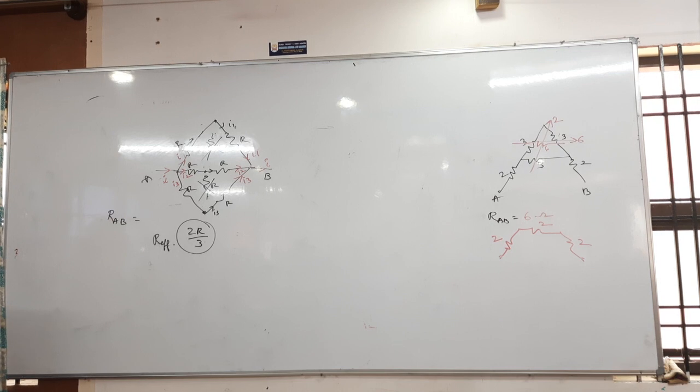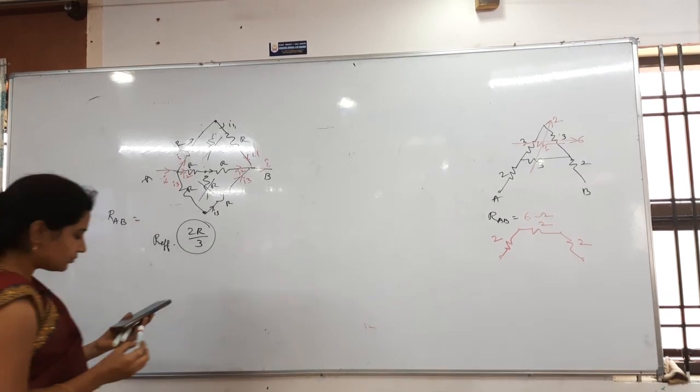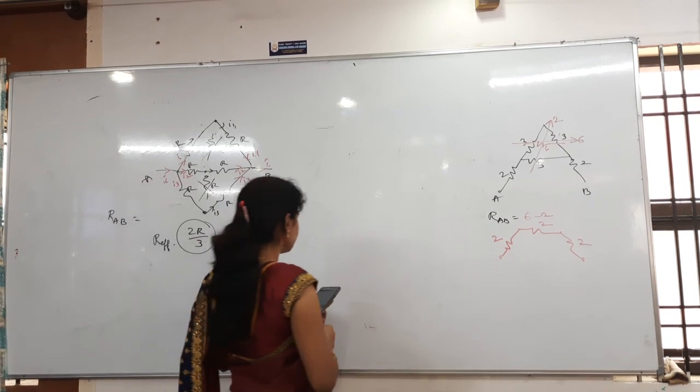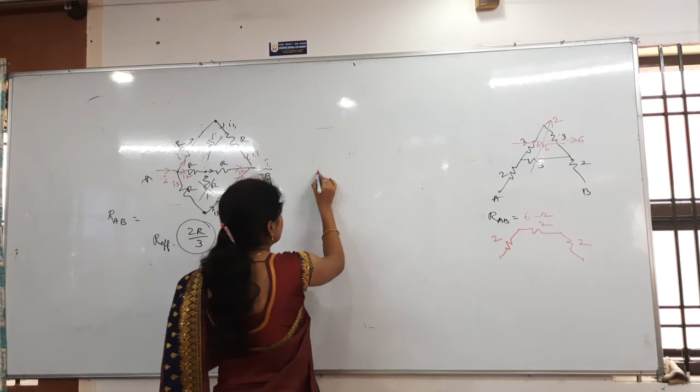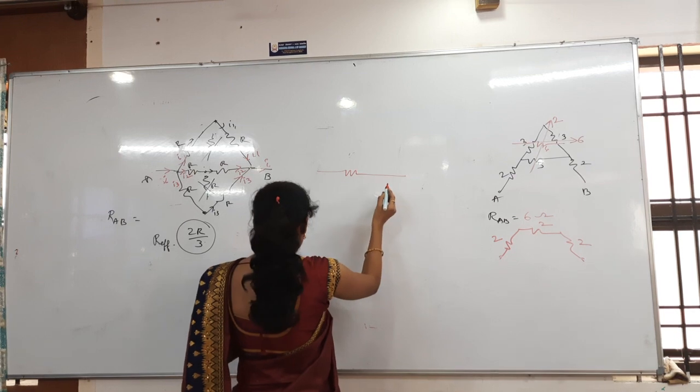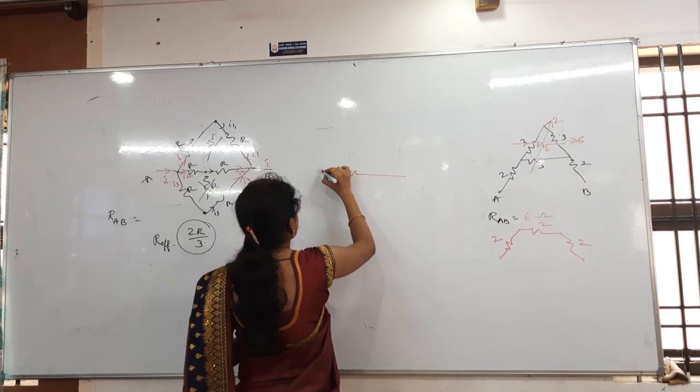So only the Wheatstone bridge also, we will remove that middle one. We will say that current is 0 there. Next problem. In that methodology only we will discuss different problems.